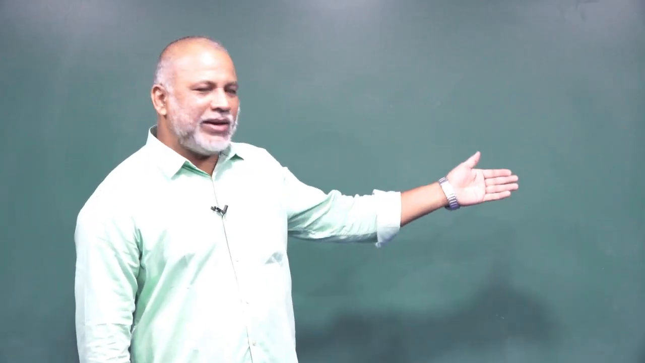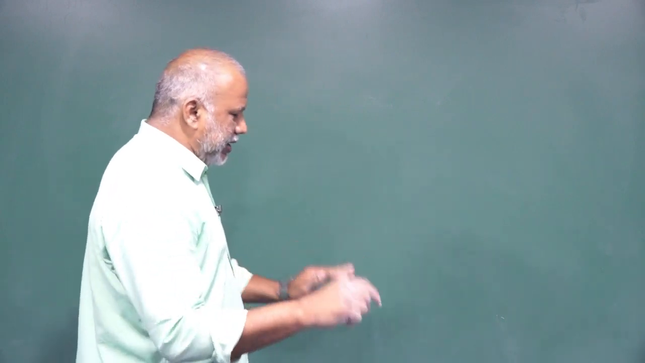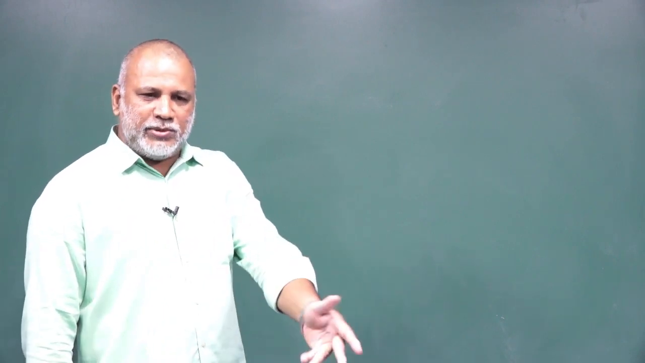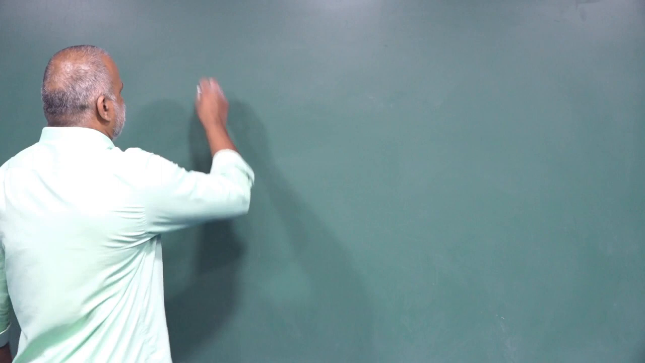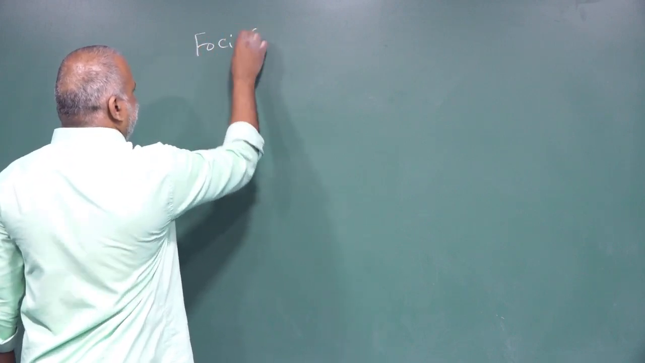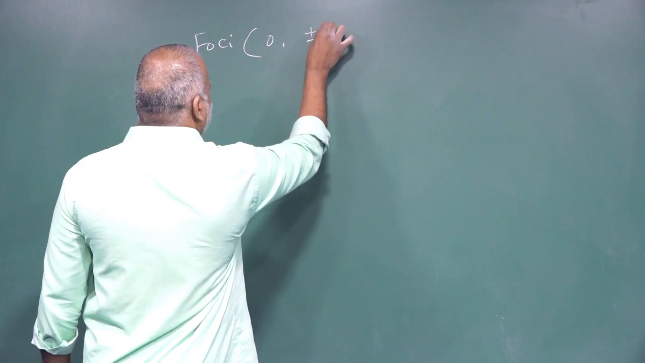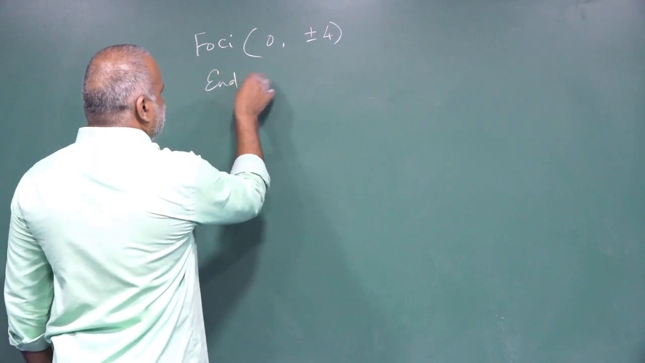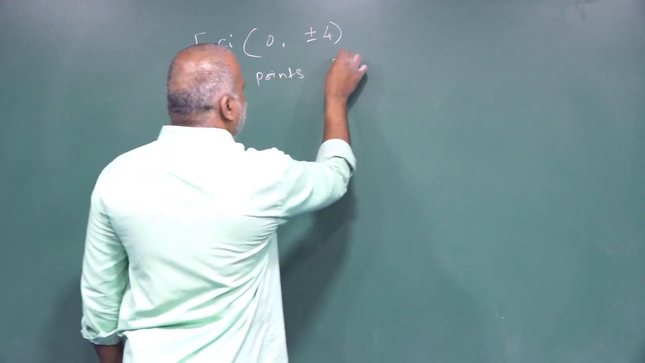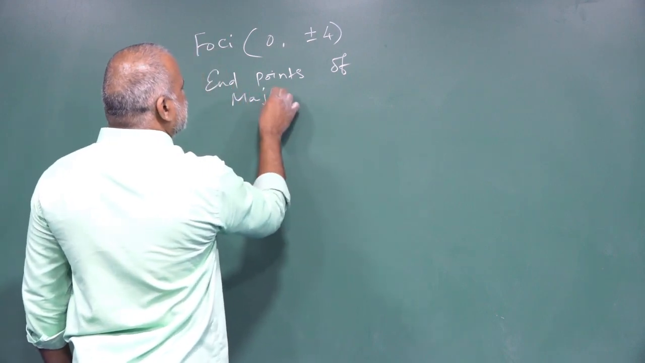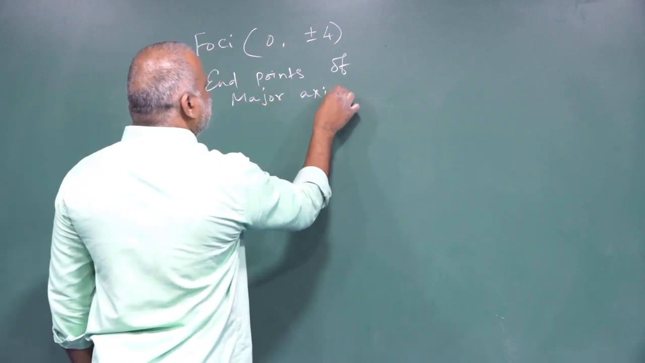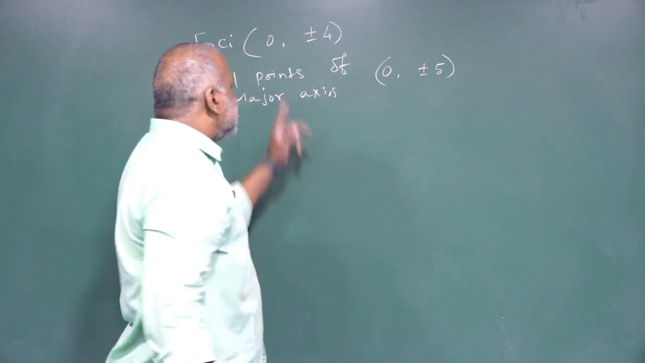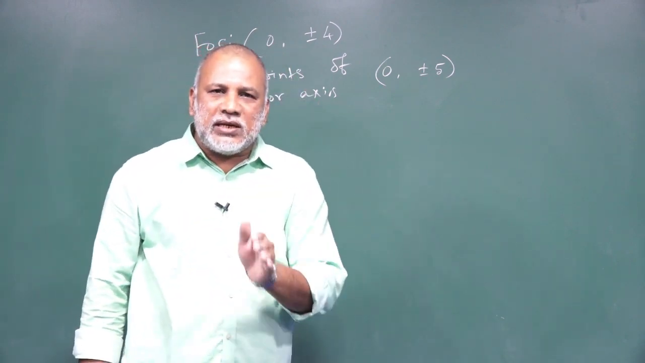Now listen students, in the same model we are going to work out sum number 3. The heading is find the equation of an ellipse. The data must be different for each question. Now the same model, third question. Foci are given as 0, plus or minus 4. Endpoints of major axis are 0, plus or minus 5. See the difference between the first two questions and here.